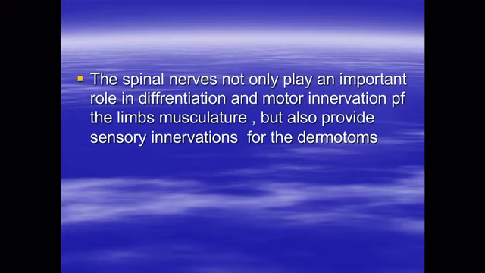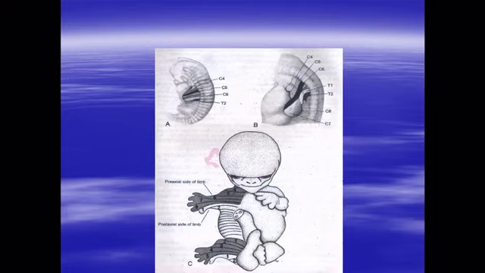The spinal nerves not only play an important role in differentiation and motor innervation of the limb musculature, but also provide sensory innervation for the dermatomes. This is how the upper limb is located opposite the cervical and the lower limb is located opposite the lumbar and sacral.